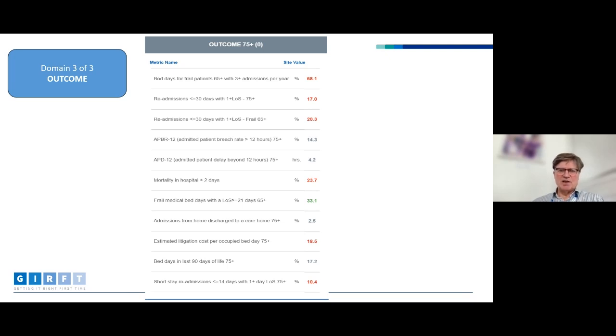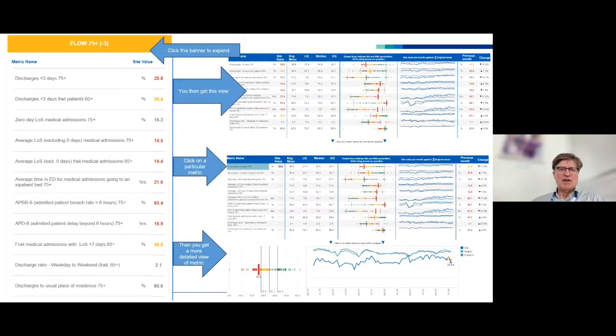Now, next slide, please, and probably the last one. Then if you take these banners, and this is the clever and exciting bit, you click on the flow, and what you get is all those 10 metrics with your value, the English mean and upper and lower quartile and median.